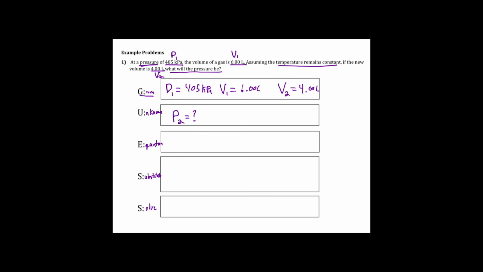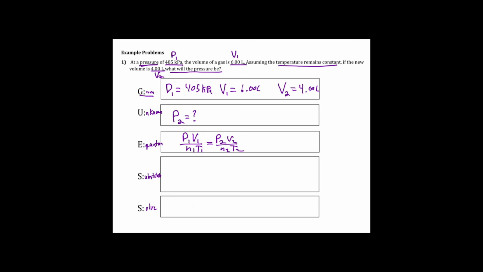Now the equation, this is really easy. We're only talking about one equation at the moment. There will be a moment where we're talking about multiple equations, but right now the only equation we are dealing with is P1V1 over N1T1 equals P2V2 over N2T2. This is the only equation we're dealing with, so that is the equation we use.